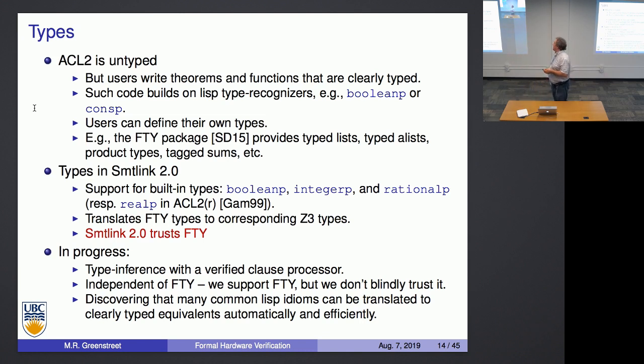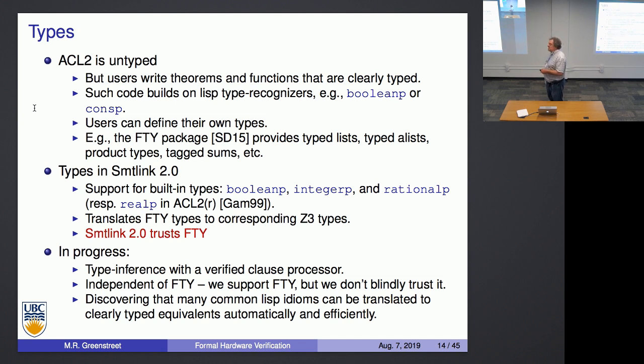We have type recognizers. We have Lisp type recognizers like booleanp or consp. And users can write recognizers for their own types. So if you actually look at real stuff that real people write, you see all kinds of types all over the place, very clearly described. So in Smtlink 2.0, we support a set of built-in types, and we translate. There's a package in ACL2 from the community called FTY, which introduces a wide range of types: list, alist, product types, sum types. So basically, a whole set of algebraic types and a handful of other things. And so we handle translating all those into their corresponding Z3 types.